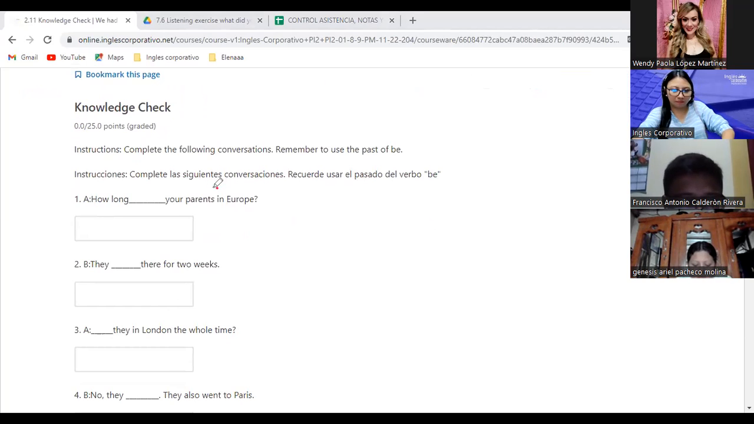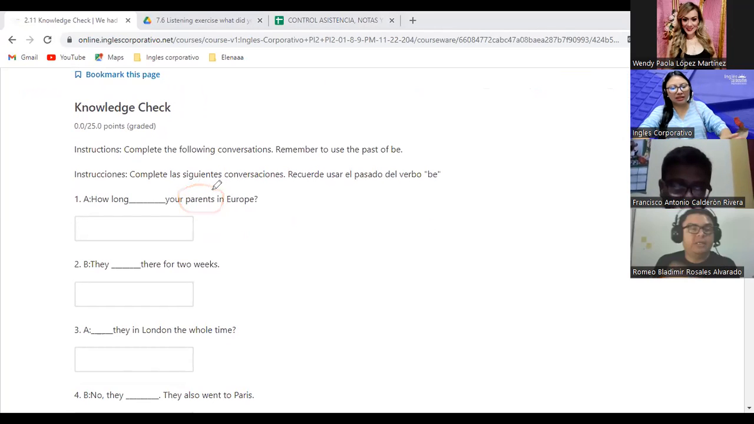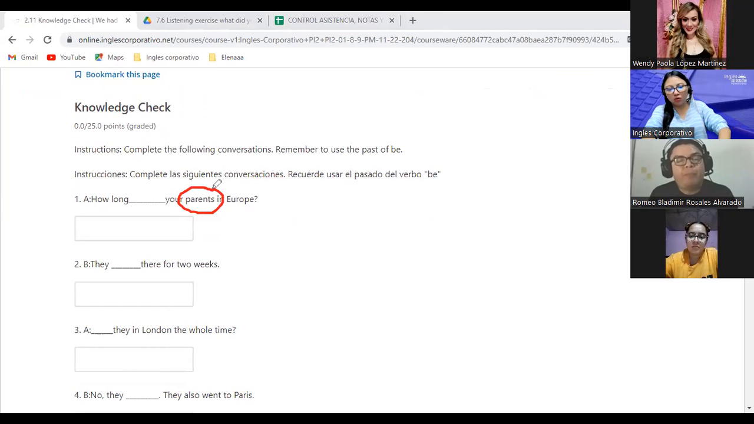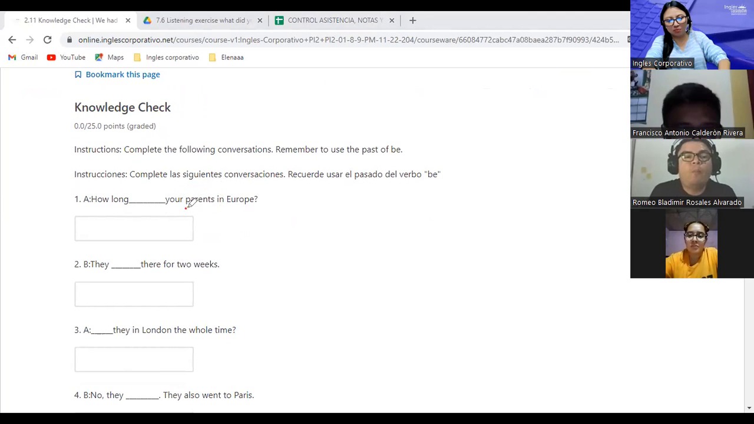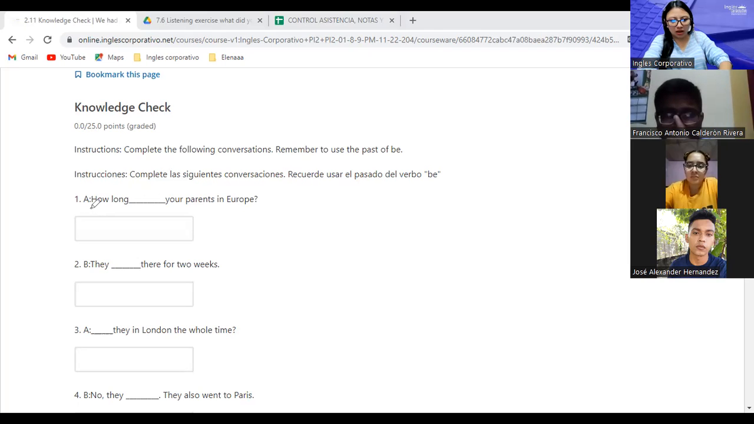Identifico primero el qué. Miren. El sujeto. ¿De quién están hablando? Si yo sé cómo sustituir parents por un pronombre, mucho más fácil. How do you replace parents for a pronoun? ¿Qué pronombre sería? They. And what is the form of verb to be for they? Were. Entonces tenemos were.